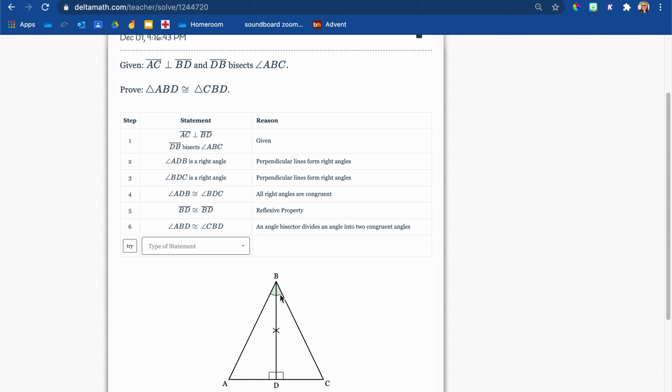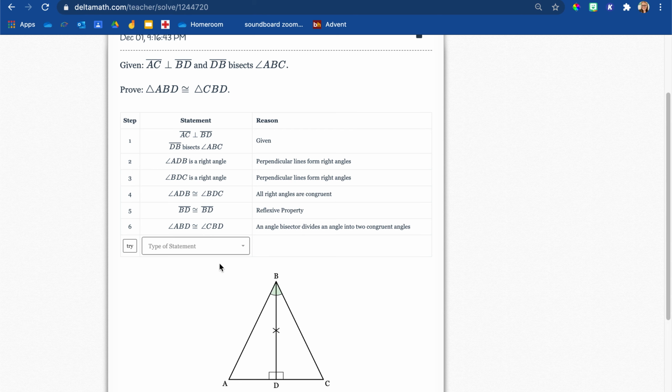So see, it's okay if you make mistakes. You just got to figure out, well, why is that a mistake? What's wrong? It gave me the hint that that wasn't the correct one. So when I checked here, I was like, oh, B is the vertex for both of my angles. Let me fix that. Okay, so now we're going to keep going.